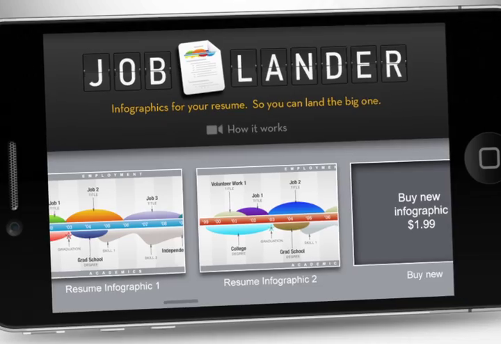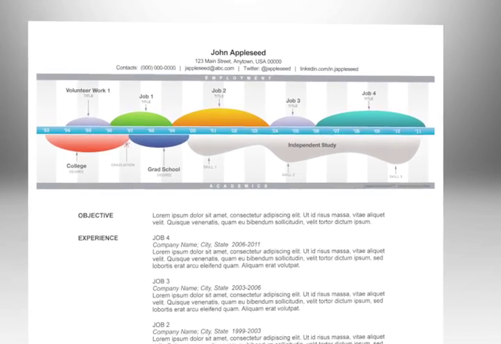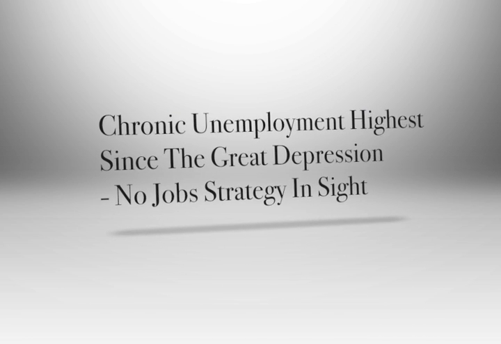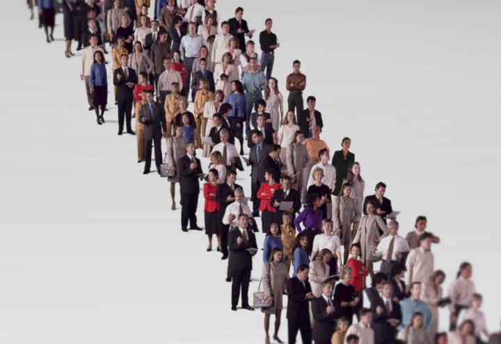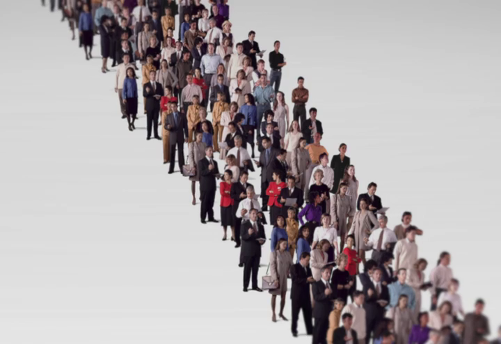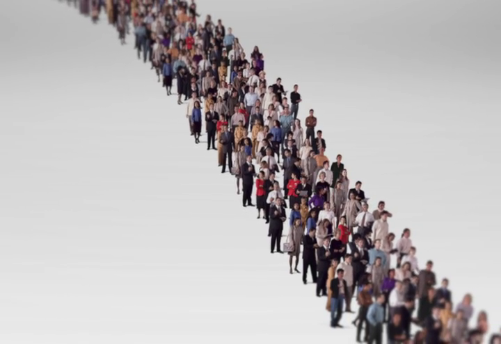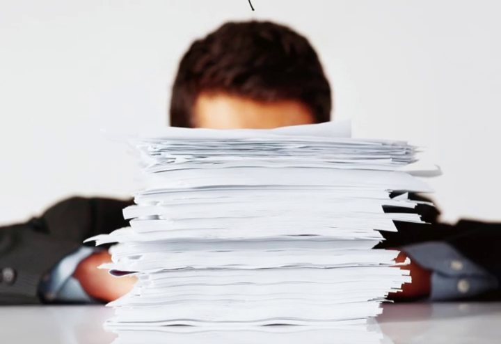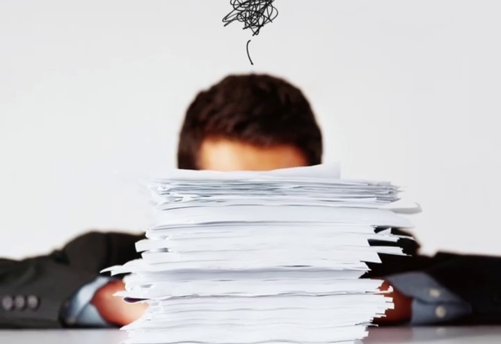JobLander helps you land a job by creating gorgeous, personalized infographics for your resume. You know, there's almost 13 million people unemployed in the US right now. Many more are underemployed. That's a lot of competition for good jobs. So it's incredibly hard to stand out from the crowd when you're applying for a job. And employers are overwhelmed by the number of resumes they get when they have a job opening.